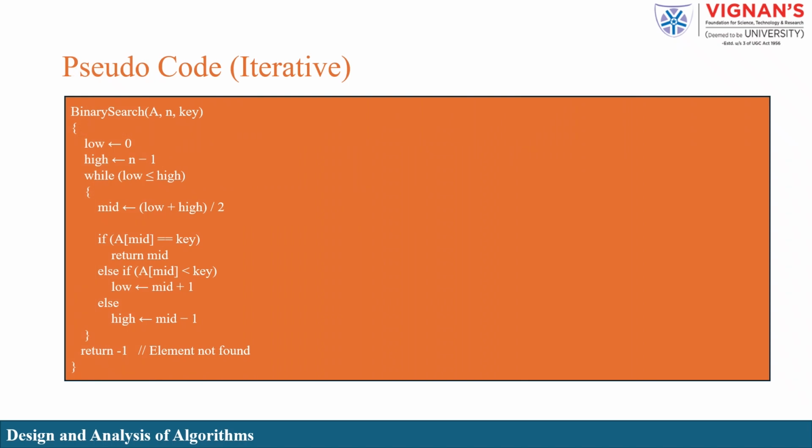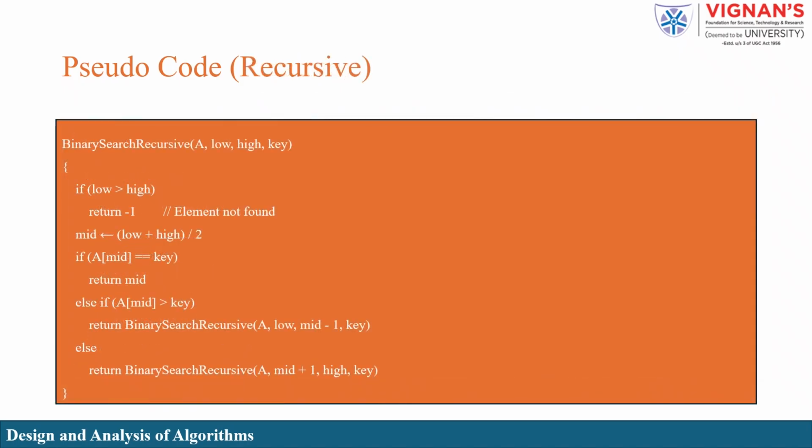This slide shows the iterative version of binary search, which repeatedly narrows down the search range using a loop. This slide demonstrates the recursive approach, where the function calls itself on smaller subarrays.